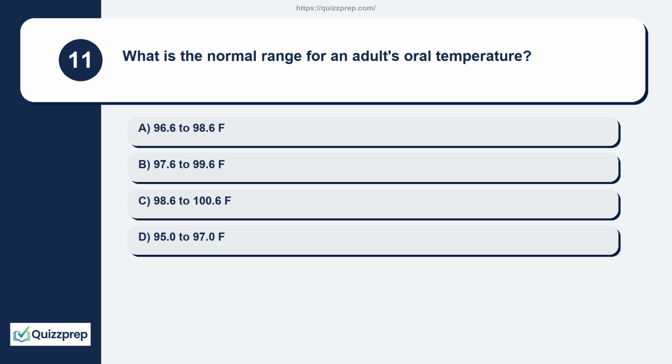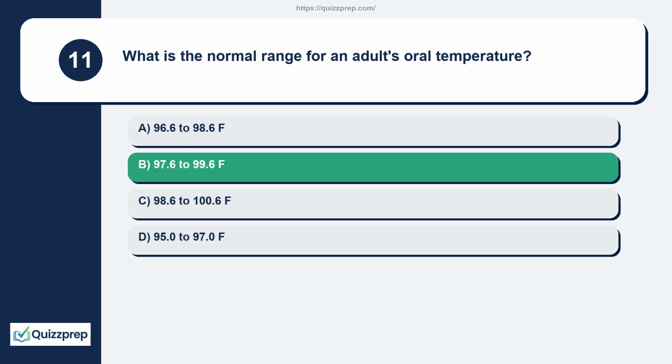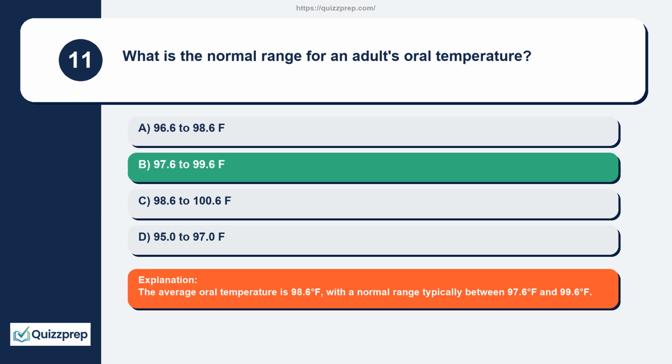Question 11. What is the normal range for an adult's oral temperature? 96.6 to 98.6 F, 97.6 to 99.6 F, 98.6 to 100.6 F, 95.0 to 97.0 F. The average oral temperature is 98.6 degrees Fahrenheit, with a normal range typically between 97.6 degrees Fahrenheit and 99.6 degrees Fahrenheit.